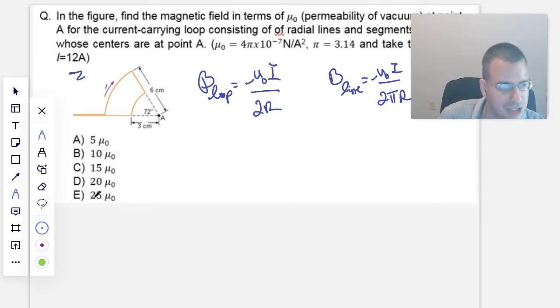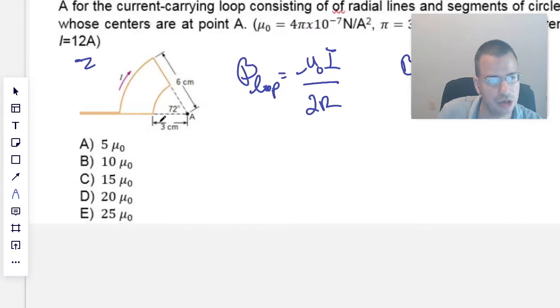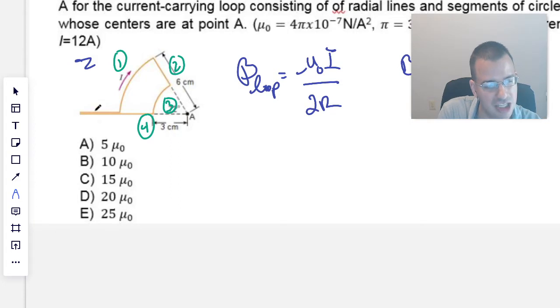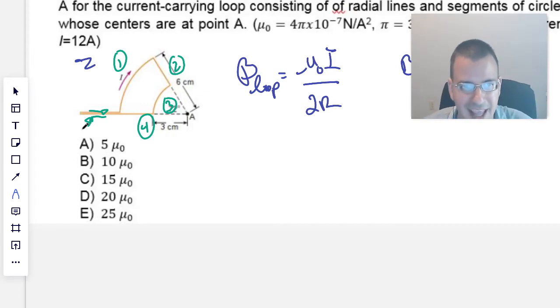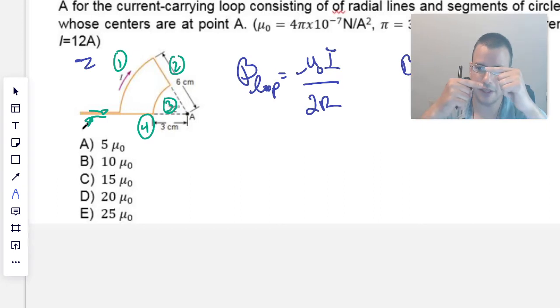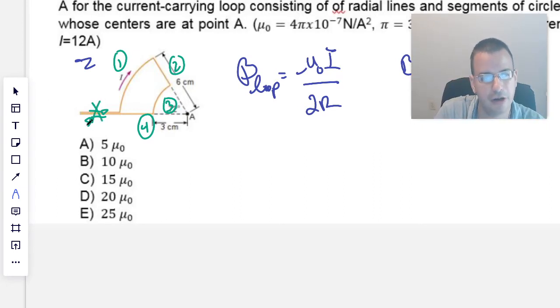So I'm going to label these segments right here. We're going to call this 1, 2, 3, and 4. And then these segments, since we have current going this way on that one, current going that way on the bottom one, they're basically just going to run anti-parallel to each other, opposite directions, and they'll cancel each other out. So I'm not going to worry about this section over here.